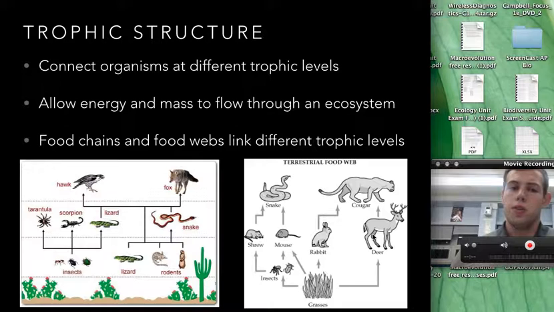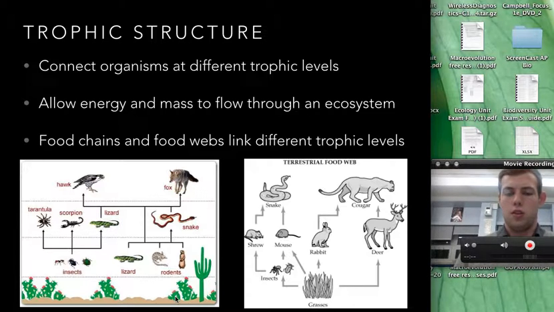Now, trophic levels are kind of the way that energy is transferred throughout an ecosystem. When we're looking at trophic structure of an ecosystem or within a community, it's the way that you connect these organisms, producers to consumers, and so on. And as you're doing this, there is a flow of energy and matter all throughout this ecosystem, this food web, or these trophic structures that we have going on.